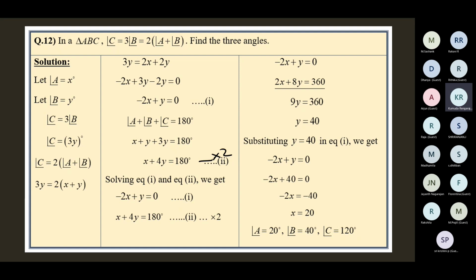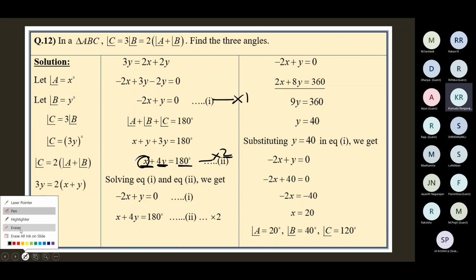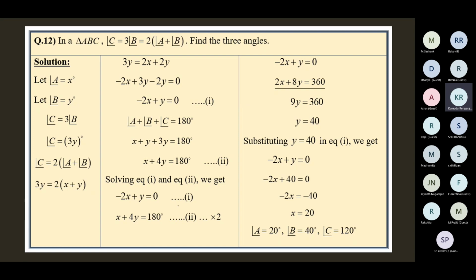It's not that if you multiply this by 2, you should multiply this also by something. But if at all you feel why not, then it's into 1. That's all it is. And when you multiply by 2, it's not only 2x. It is 2 into x, 2x, 2 into 4y, 8y, 2 into 180, 360. You must multiply every term in that equation by 2.